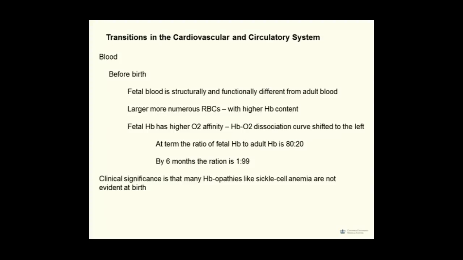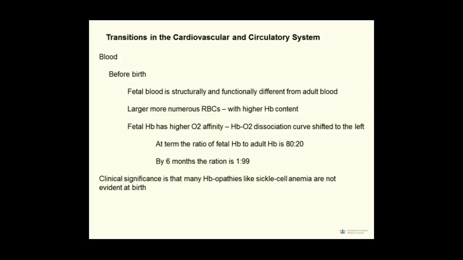Fetal hemoglobin has a much higher affinity for oxygen. So if you remember, we talked about those hemoglobin dissociation curves in physiology and patho, and we talked about things that cause a shift of that curve. Well, fetal hemoglobin, compared to adult hemoglobin, has a significant left shift of the dissociation curve, and I'll show you what that looks like in a moment. So that means that for any partial pressure of oxygen, fetal hemoglobin is going to be more saturated with oxygen, compared to adult hemoglobin. And during fetal life, that needs to be true, right?